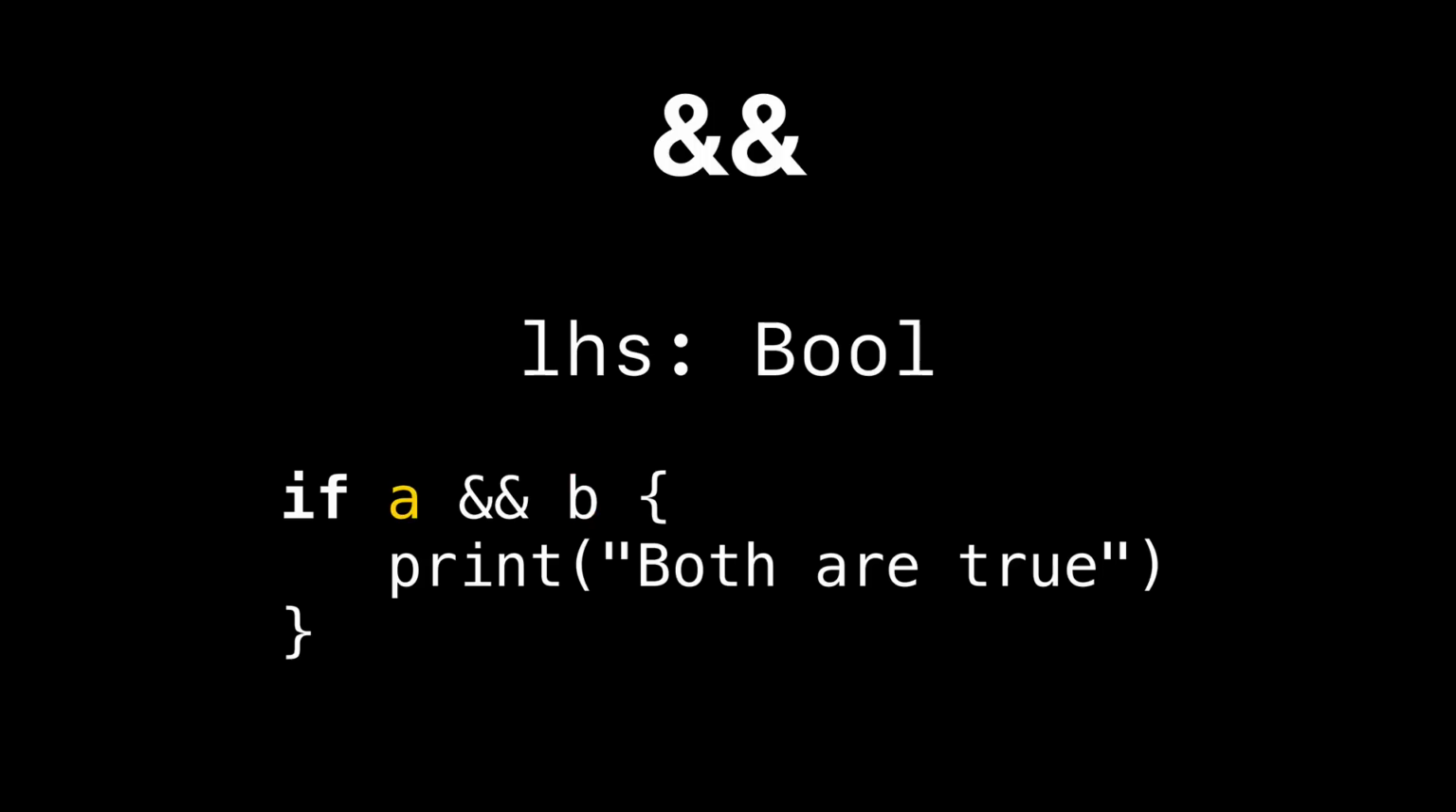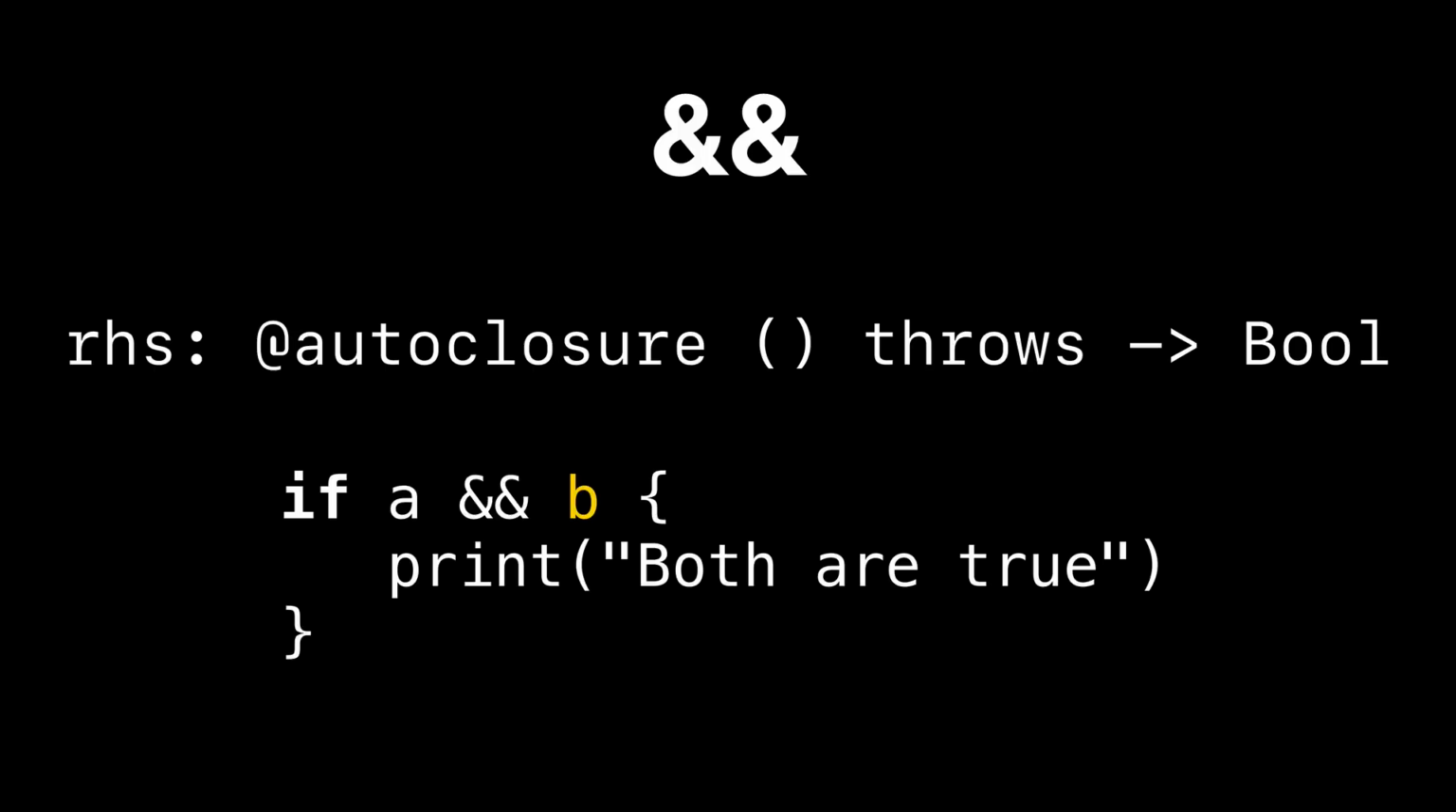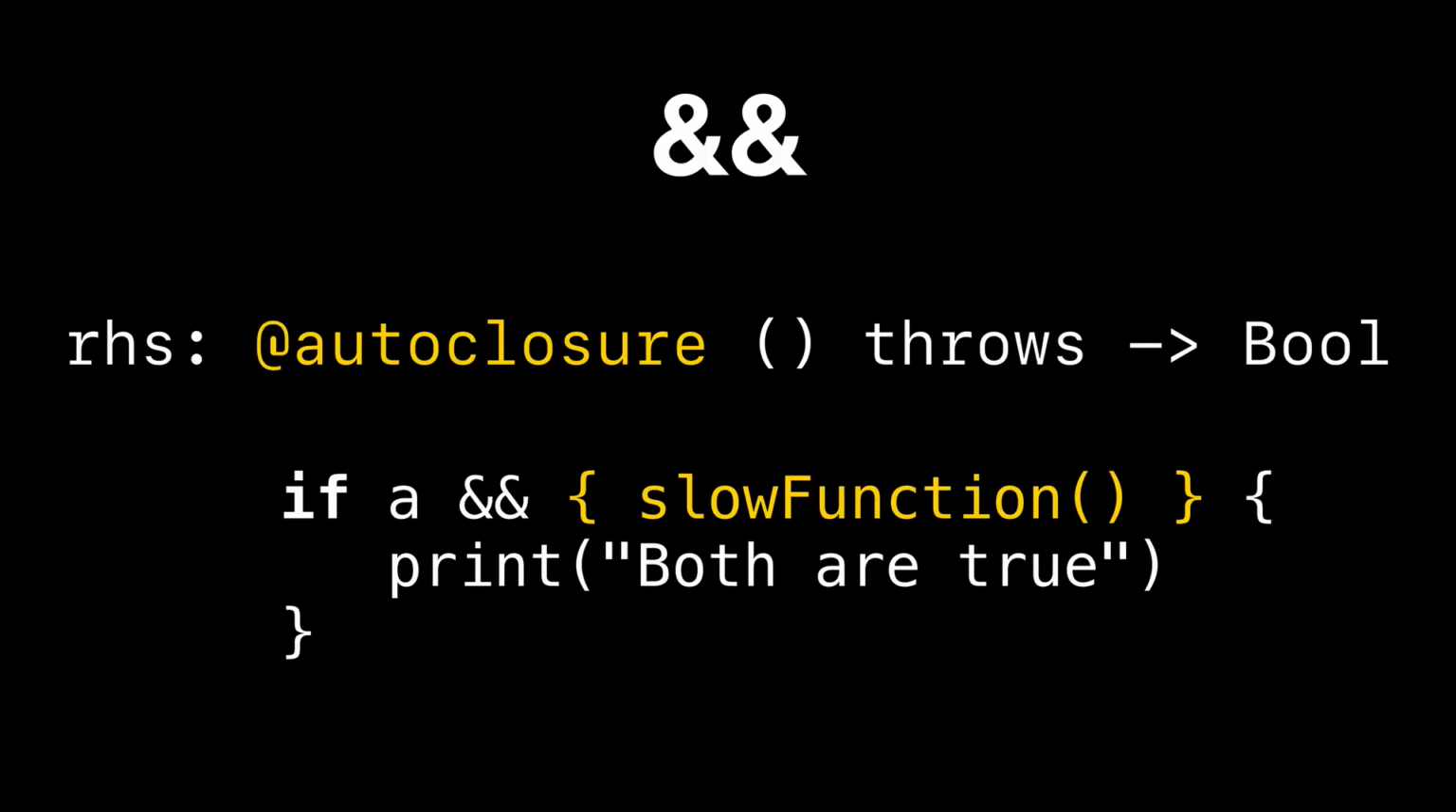So A is our LHS bool, something on the left-hand side, LHS, that is a Boolean value. But B, that's our autoclosure throws bool. And it's autoclosure because this B could be some sort of slow function call, and we don't want that to run. If A is false, there's no point in running that slow function call, so you don't want to do it until we absolutely have to, if A is true. And this autoclosure effectively wraps the slow function in a closure. It treats it as a function in itself that will only be run when it's necessary.